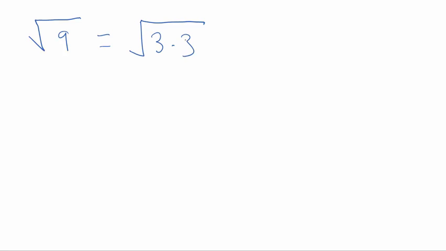And it would be 3. 3 times 3 equals 9. So the square root of 9, you could also write that as the square root of 3 times 3. And because there are two 3's, we can reduce this and take out one of the 3's to get 3. So square root of 9 equals 3.